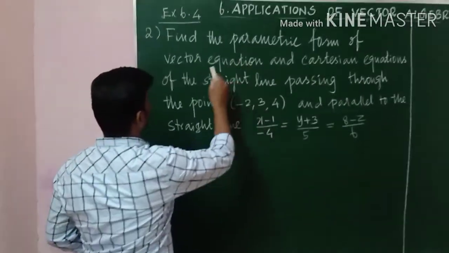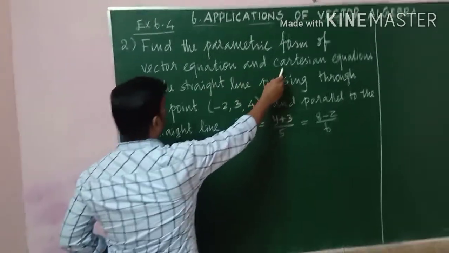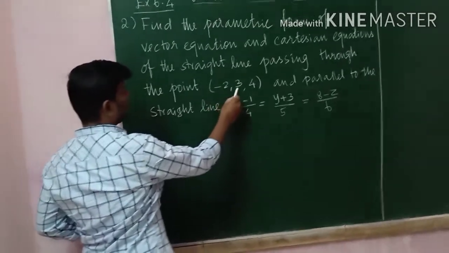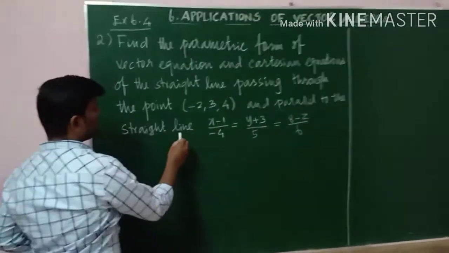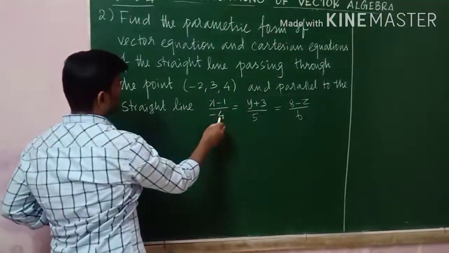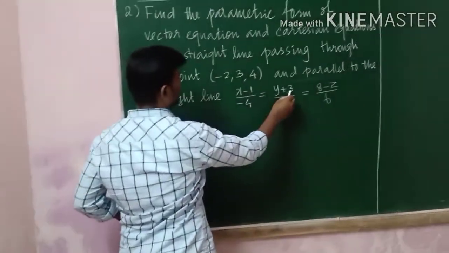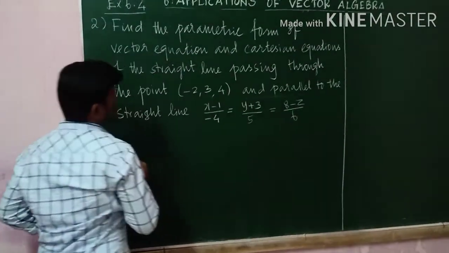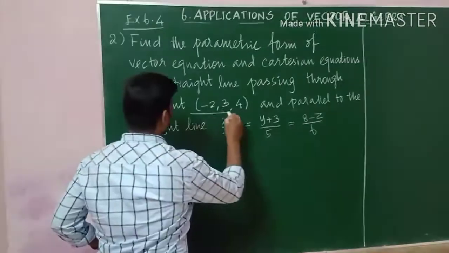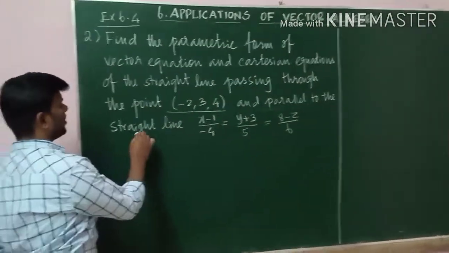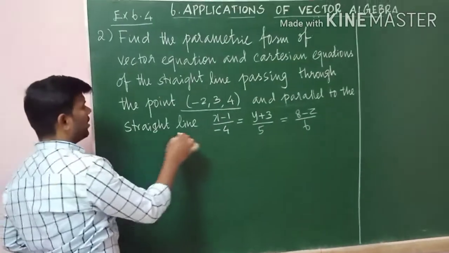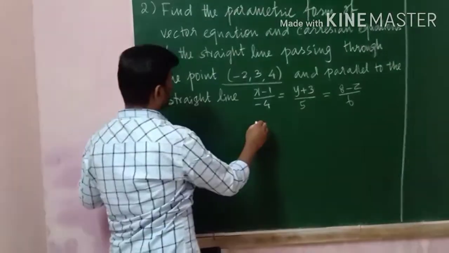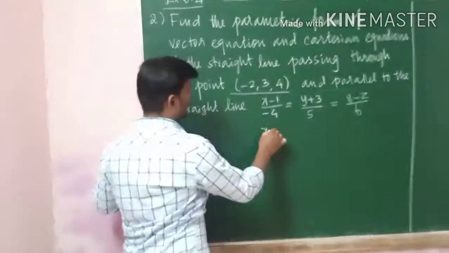Find the parametric form of vector equation and Cartesian equations of the straight line passing through the point minus 2, 3, 4 and parallel to the straight line x minus 1 by minus 4 is equal to y plus 3 by 5 is equal to 8 minus z by 6. So here they have given only the point and a line it is parallel to. So here we don't know what the parallel vector is. So from this straight line we have to find the parallel vector. So first we will bring it into the general form of the equation of a straight line.